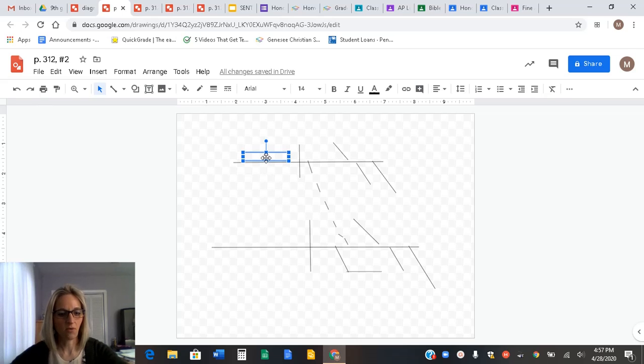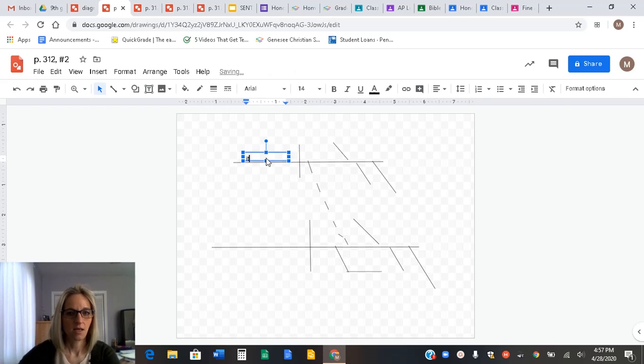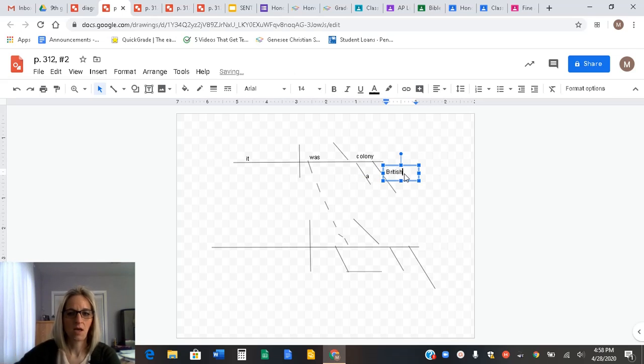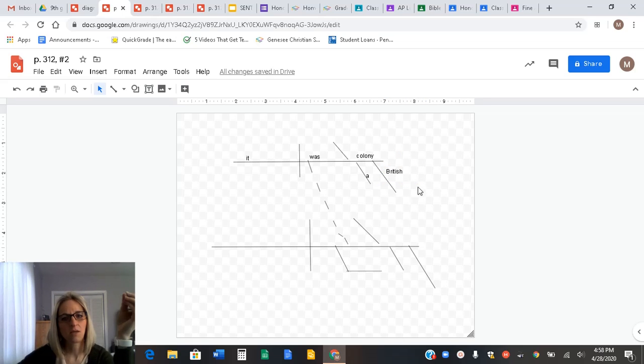So how am I going to do that? Okay, it is my subject. What is my verb? It was what? Did you say colony? Okay, it was colony. What kind of a colony? I have 2 words describing what kind of colony it was. Okay, a British colony. So there is my independent clause. Of course, these would be written on the line, slanted on the line. I'm not going to take time to do that right now.